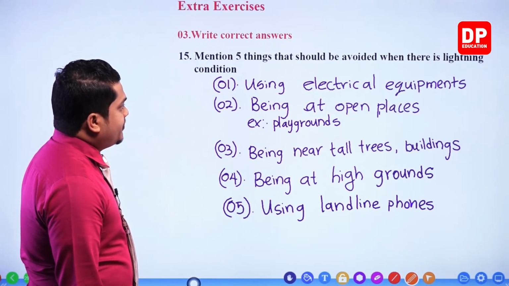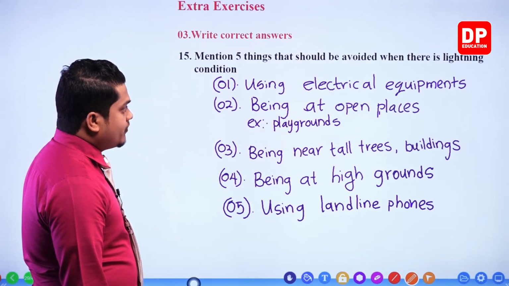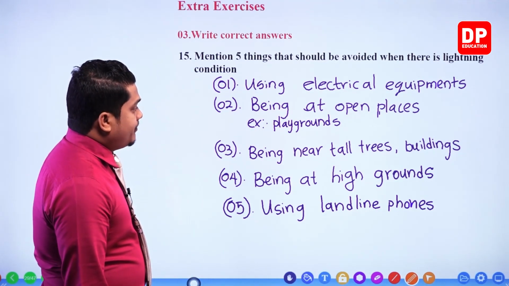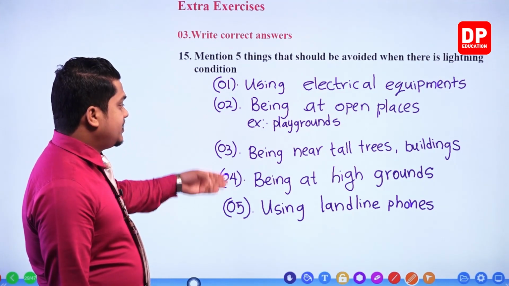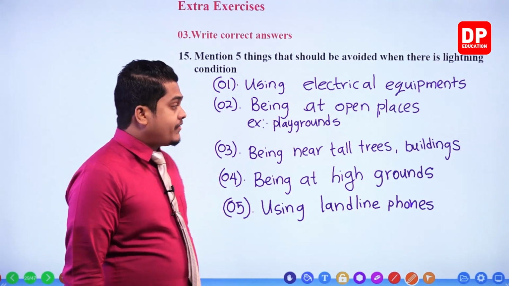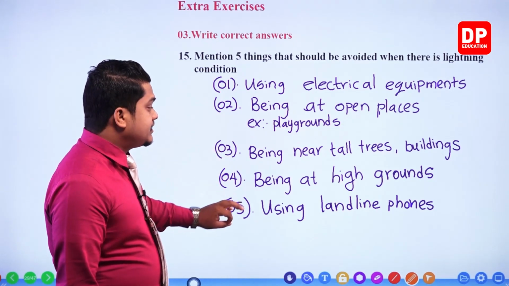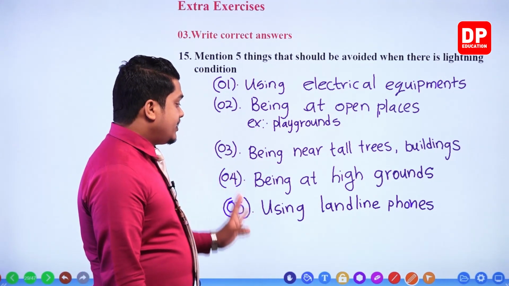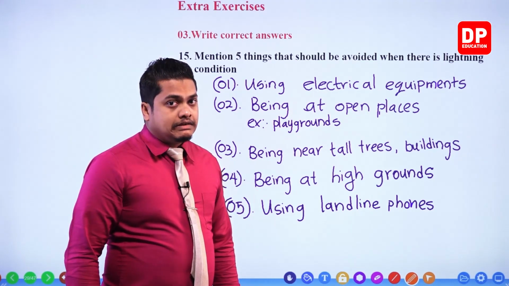So 5 things that should be avoided when there is lightning, my dear children. Using electrical equipments, for sure we have to shut down all electric equipments and we have to remove the plugs also. Then being at open places, being near to tall trees and buildings, and being at high grounds. So all of these things would give out a greater potential in getting struck with lightning. So we have to avoid being at open places like playgrounds, being near tall trees and buildings, and also being at high grounds. Other than that, my dear children, strictly we have to avoid the usage of landline phones because these things are using conductors.